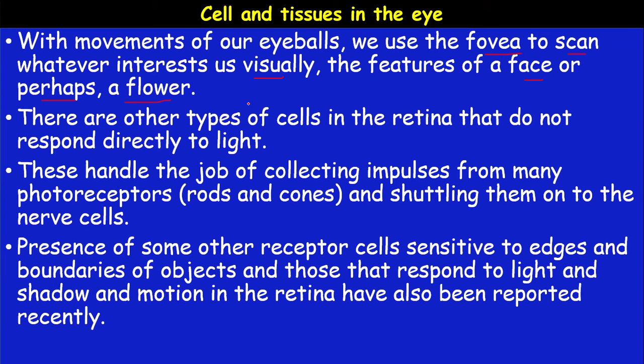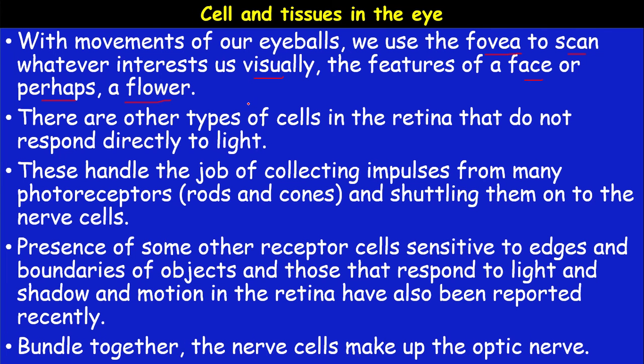So, some other receptor cells are also present, which are sensitive to the edges and boundaries of objects, and those that respond to the light and shadow and even the motion in the retina have also been reported recently. Bundled together, the nerve cells make up the optic nerve.